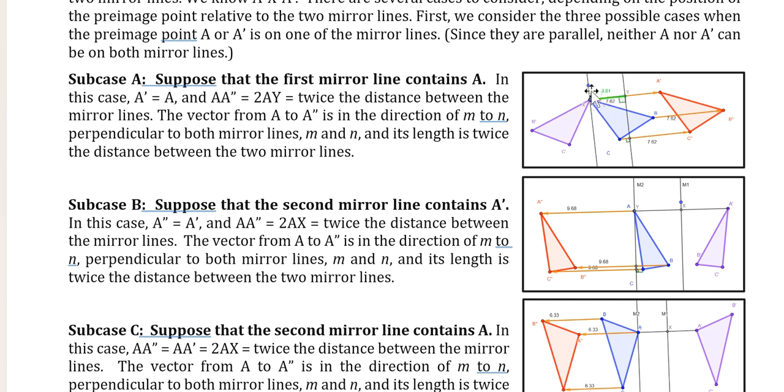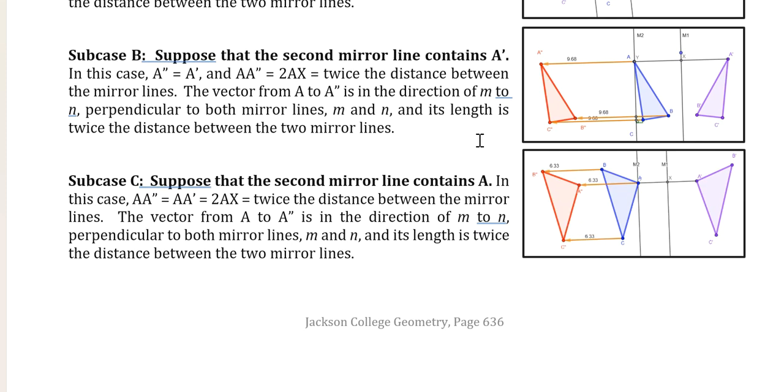Okay, so subcase 1. Suppose the first mirror line contains A. The only thing we really need to be concerned with is A here, not the rest of it, but the rest of it helps us kind of see what's going on. So in this case, what happens? A prime is the same as A. So A to A double prime is going to be twice the distance from here to Y. So again, twice the distance between the lines. So that works out.